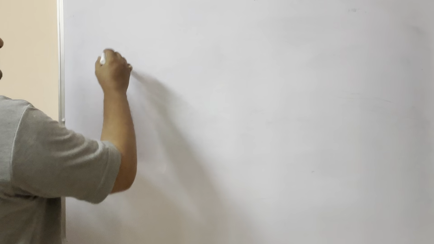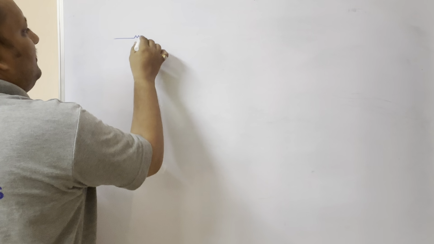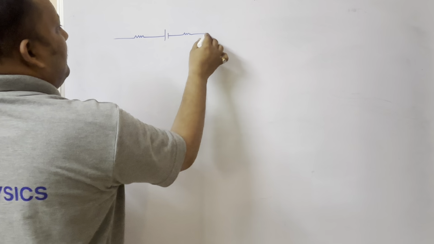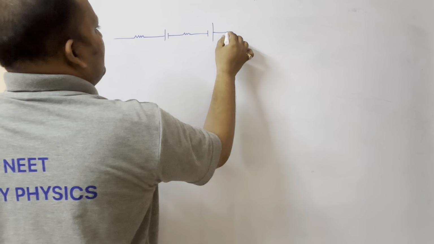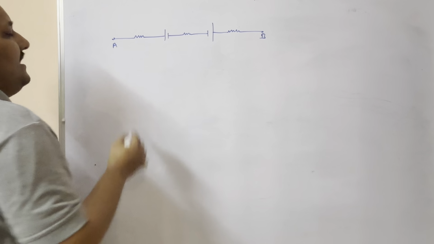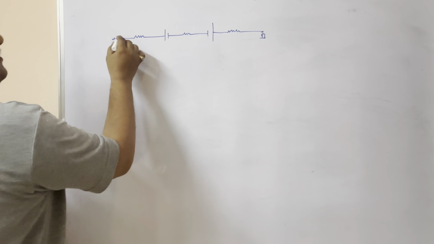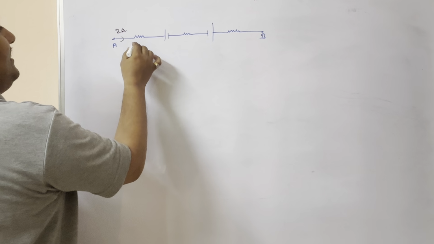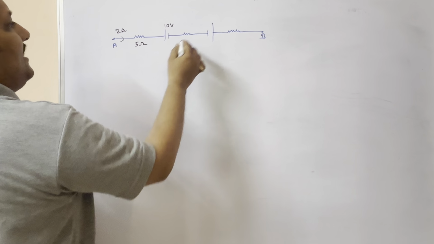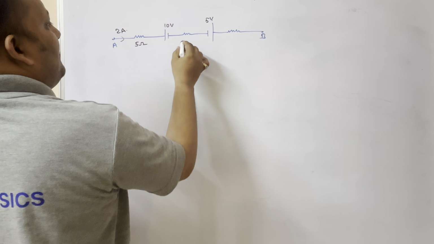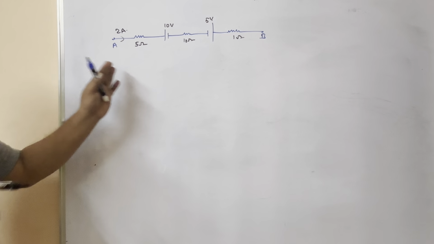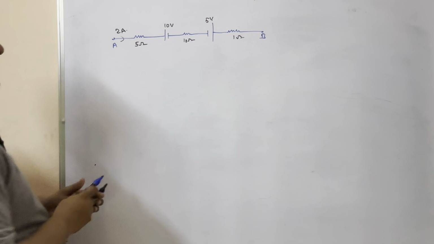This is the next problem. Very important, easy problem. So, they may ask like this. This is B, this is A. Some 2 amperes current is entering. So, 5 ohms, 10 volts, 5 volts, 10 ohms, 1 ohm. Find the potential difference between A and B, they are going to ask.